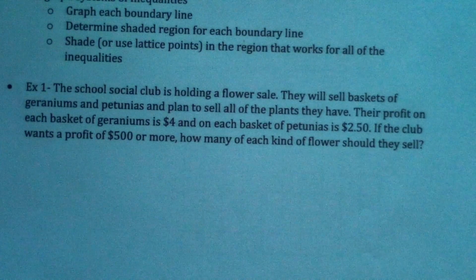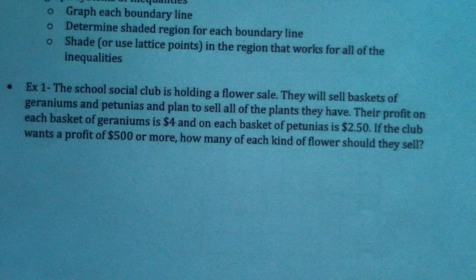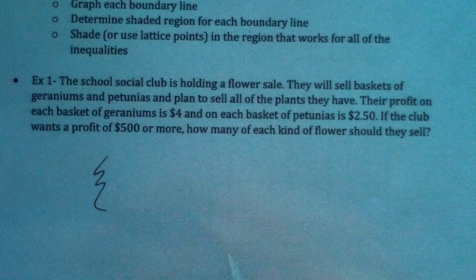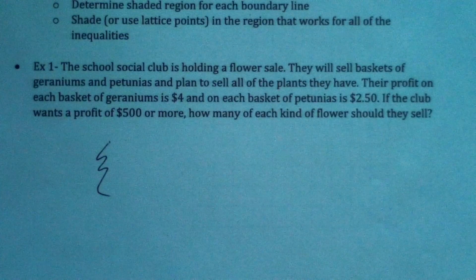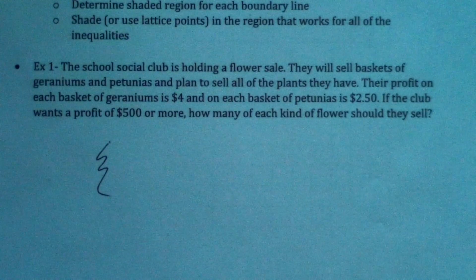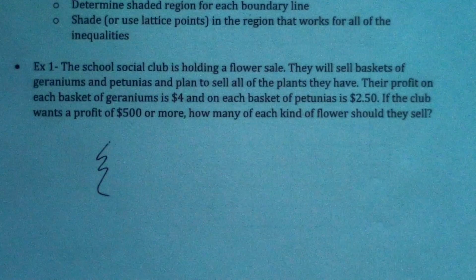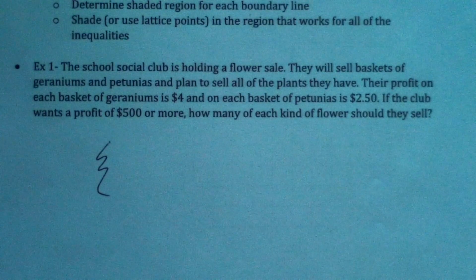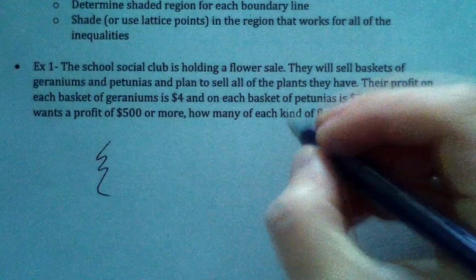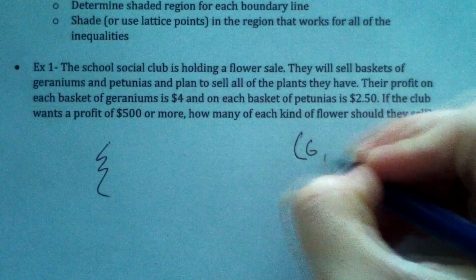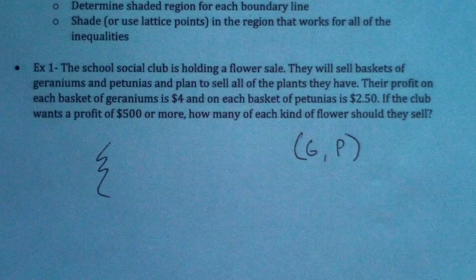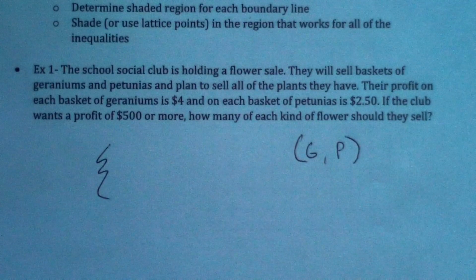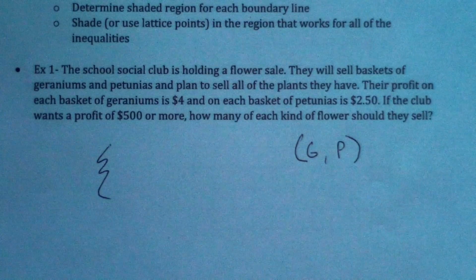Okay, so we've got flowers we're selling here, and we've got the price of those flowers, right? So for flowers we're selling, we've got geraniums and we've got petunias. I'm just going to make the geraniums a G, petunias P. It doesn't matter what order those are in, I just put them in an order. Okay, and they say that the geraniums, you're making a profit of $4, petunias $2.50, and they want the profits to be $500 or more.